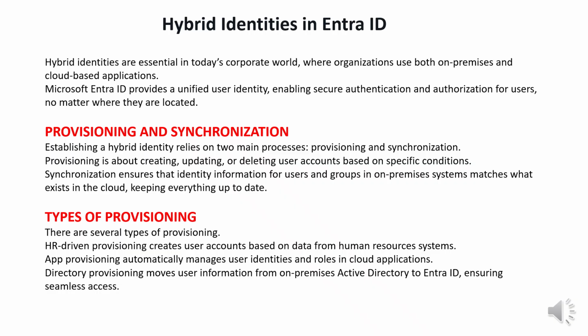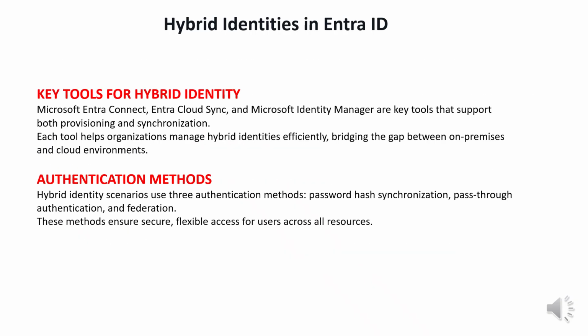App provisioning automatically manages user identities and roles in cloud applications. Directory provisioning moves user information from on-premises Active Directory to Entra ID, ensuring seamless access. Key tools for hybrid identity. Microsoft Entra Connect, Entra Cloud Sync, and Microsoft Identity Manager are key tools that support both provisioning and synchronization. Each tool helps organizations manage hybrid identities efficiently, bridging the gap between on-premises and cloud environments.